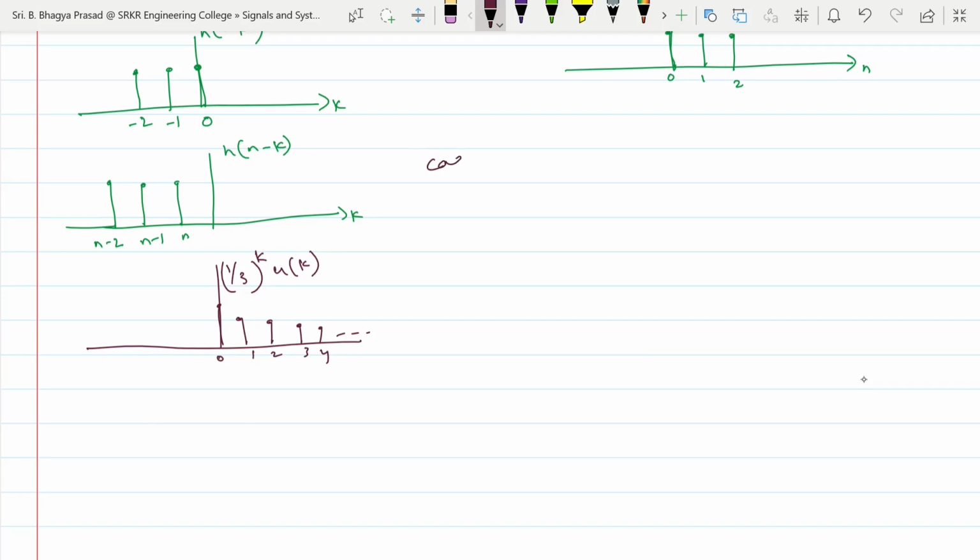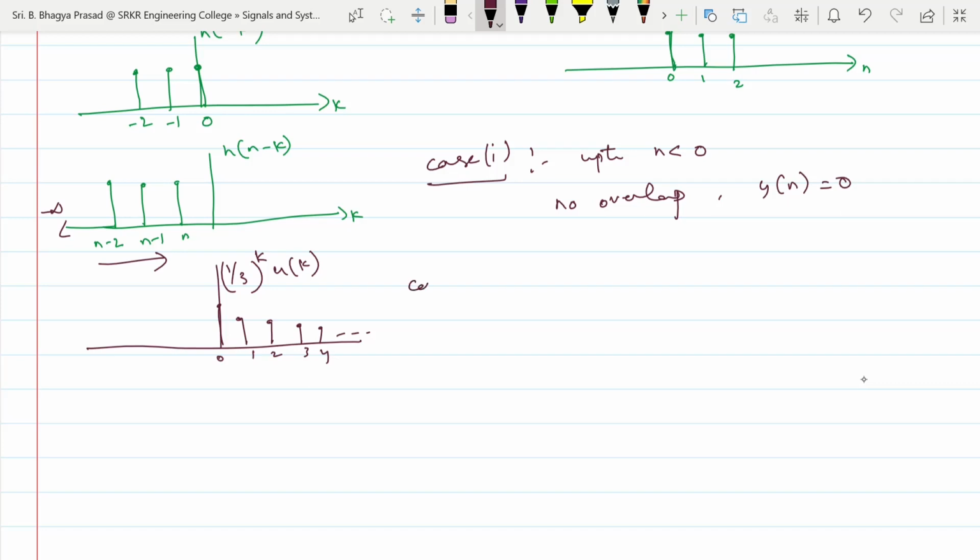So case 1. Up to n less than 0, there is no overlap. I am shifting this h of n minus k from the left hand side to the right hand side, that is from minus infinity towards the positive axis. No overlap, so y of n is 0.